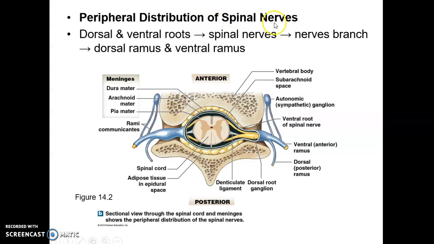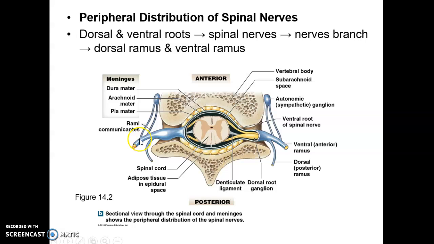Okay, so let's look at the distribution of the spinal nerves once we are moving further away from the spinal cord. So there's your spinal cord, centrally located in the vertebral or spinal canal within the vertebrae. The roots, so here's anterior, here's posterior. So there's the dorsal root and there's the anterior root. They merge to form a spinal nerve. The spinal nerve exits the spinal column at the intervertebral foramina. That's one of them, so that's a foramen.